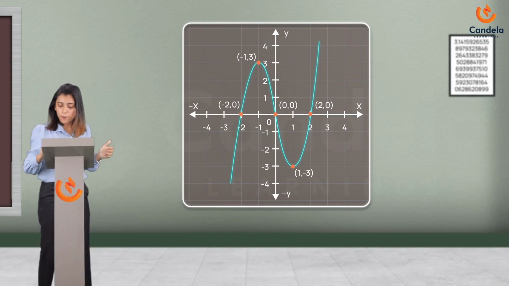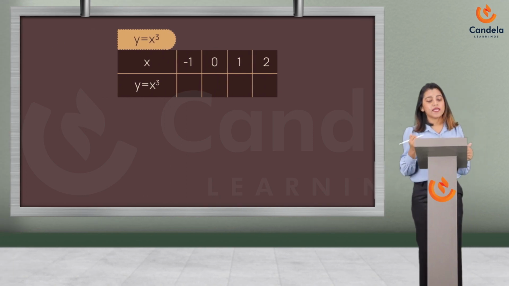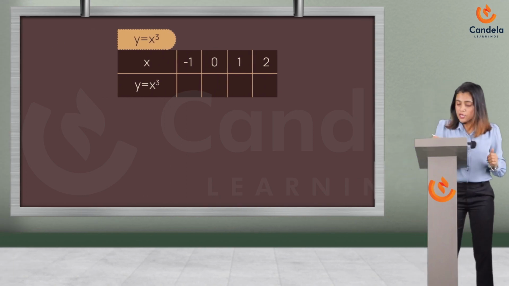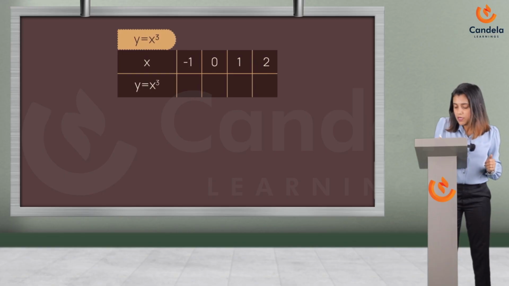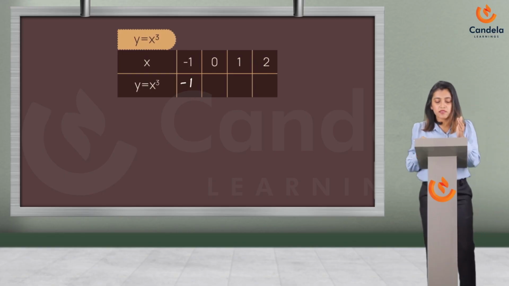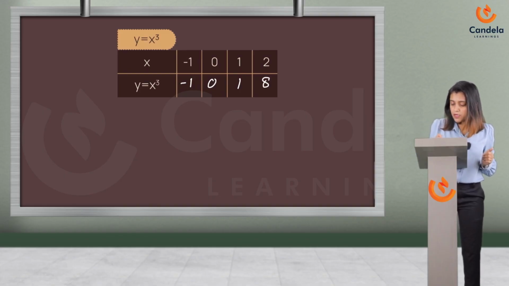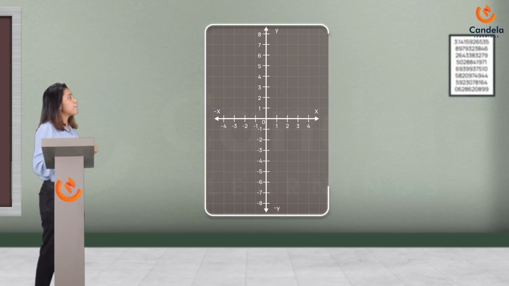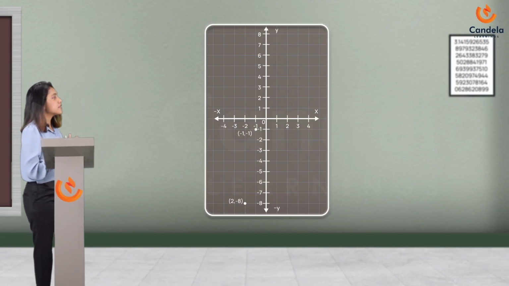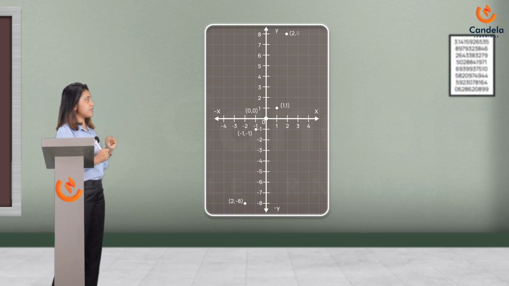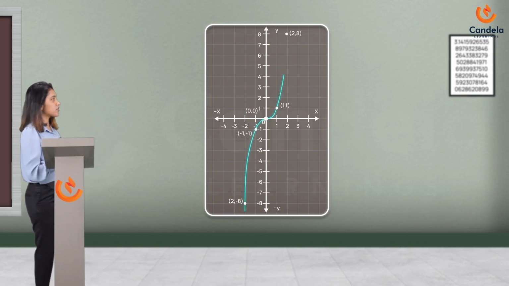And let's check for another example. y equal to x cube. If x is minus 1, y becomes minus 1 itself. If x is 0, y equal to 0 itself. If x is 1, y is 1. If x is 2, then y becomes 2 cube, which is 8. And let's mark these points. Minus 1 comma minus 1, 0 comma 0, 1 comma 1 and 2 comma 8. And let's join these points.